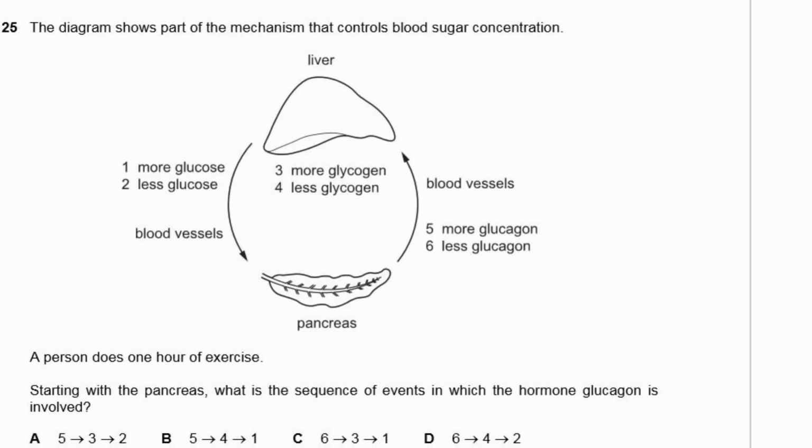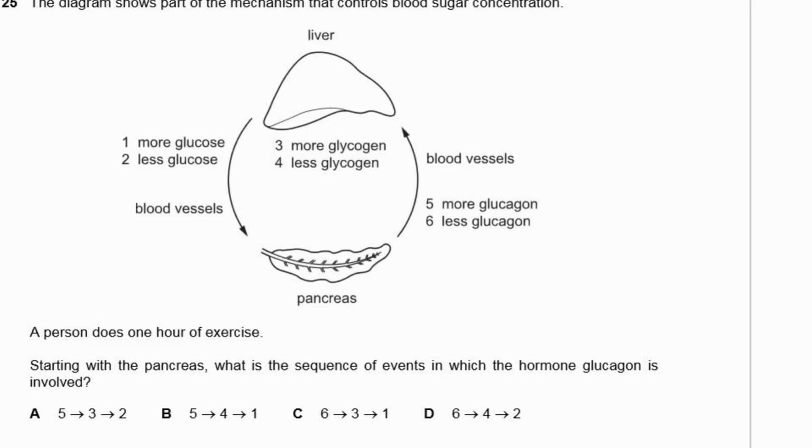Question 25. The diagram shows part of the mechanism that controls blood sugar concentration. A person does 1 hour of exercise, and starting with the pancreas, what is the sequence of events in which the hormone glucagon is involved? Okay, so glucagon, I always think glucagon makes it so that the glucose is gone from the liver and from the muscles. Okay, so it says starting with the pancreas. Okay, so pancreas goes up here. So is there more glucagon or less glucagon?